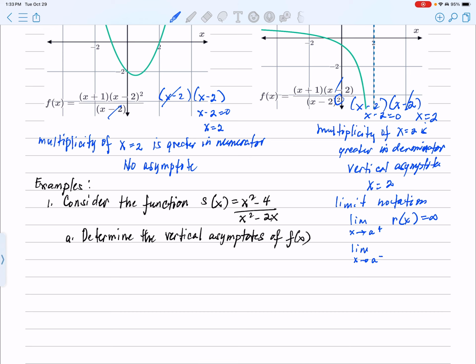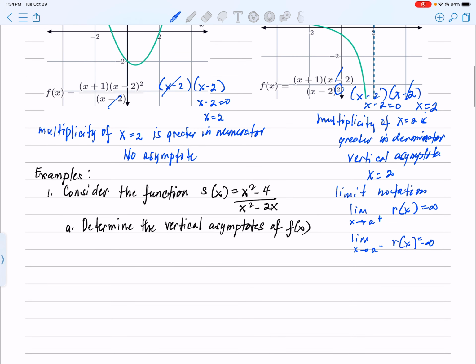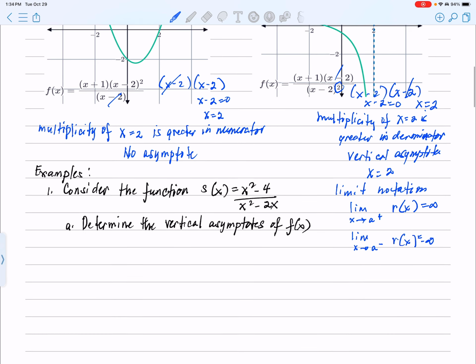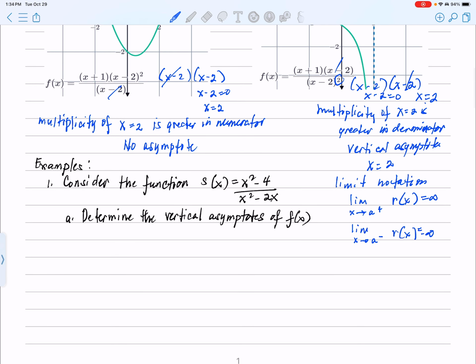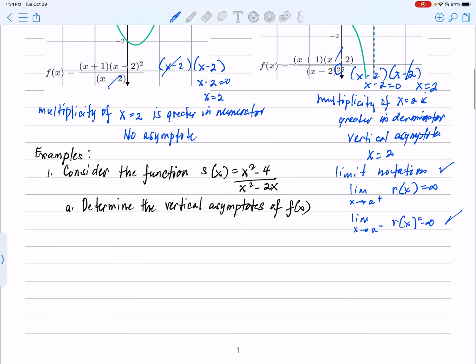When you approach from the left, it is positive or negative infinity. In other words, the limit of r of x as x approaches a from the right is positive or negative infinity. And from the left side, the limit of r of x as x approaches a from the left is positive or negative infinity. We're going to get to know more about writing down the limit notation using vertical asymptotes.